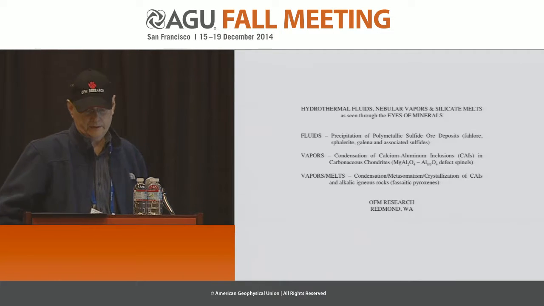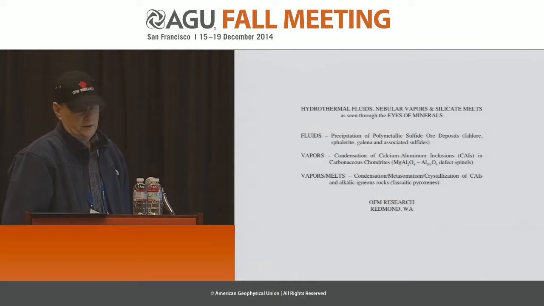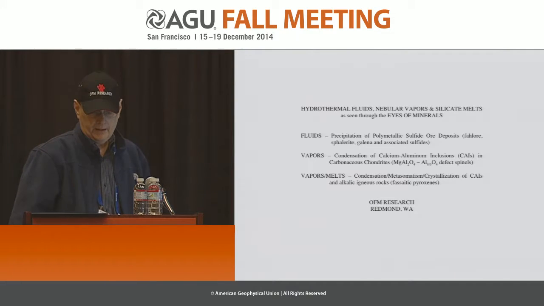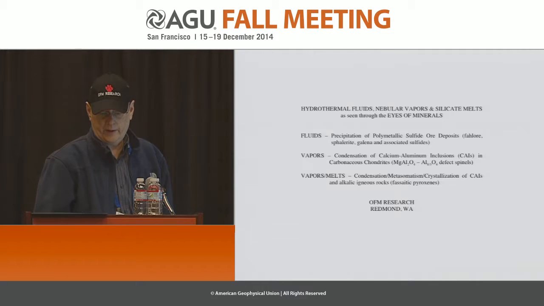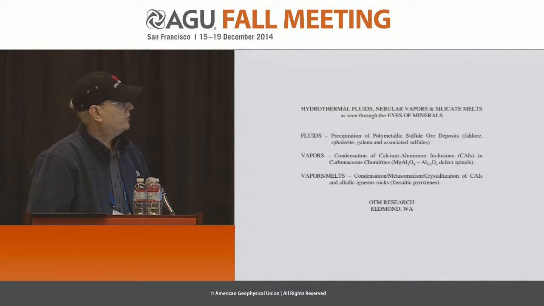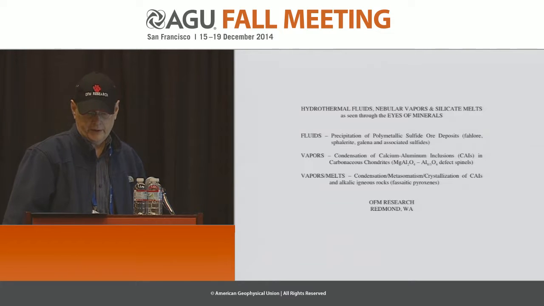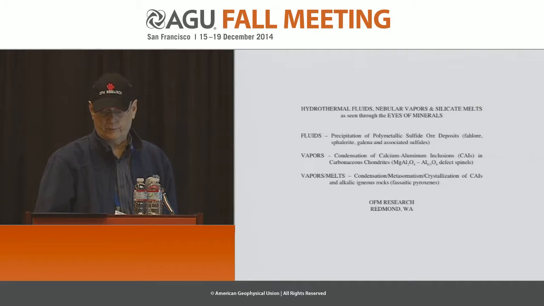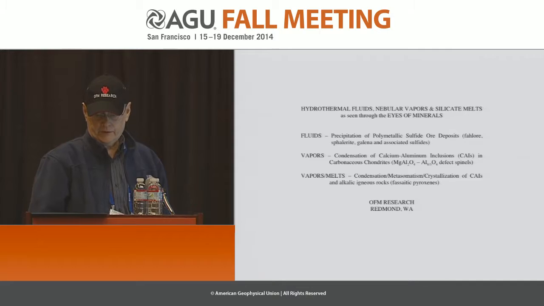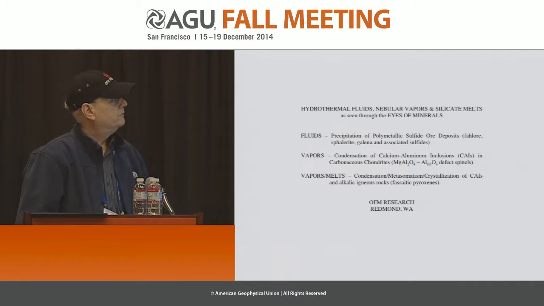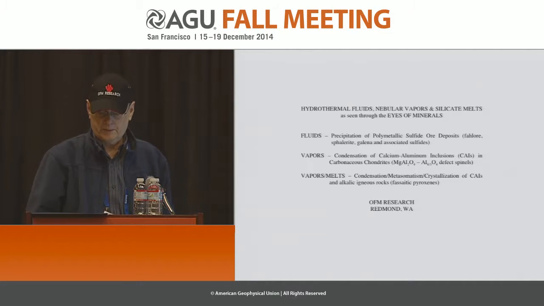Insights we've gained about the nature of hydrothermal fluids, nebular vapors, and silicate melts from the vantage point of our improved understanding of mineral thermochemistry. Today I'll begin with the constraints that fahlore and associated sulfide solid solutions place on the nature of hydrothermal fluids responsible for mineralization in mesothermal polymetallic sulfide ores in silver mining districts from Western, North, and South America.